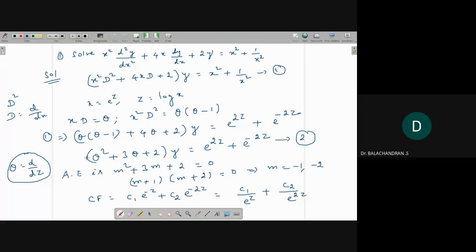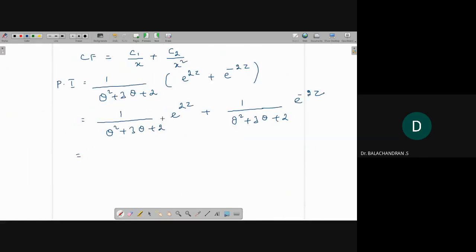My work is over up to this. The remaining part, I explained how to solve in the last 4 days. So from here onwards, you should learn how to solve these problems. Once you convert into z, finally, you should convert again in terms of x.